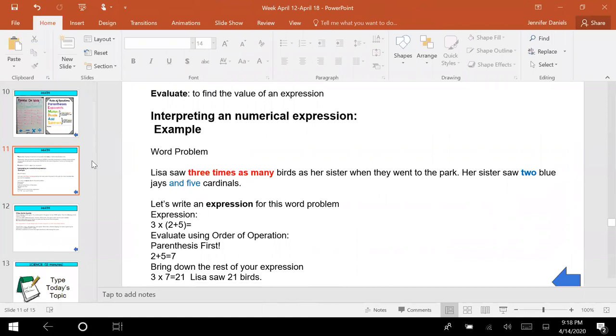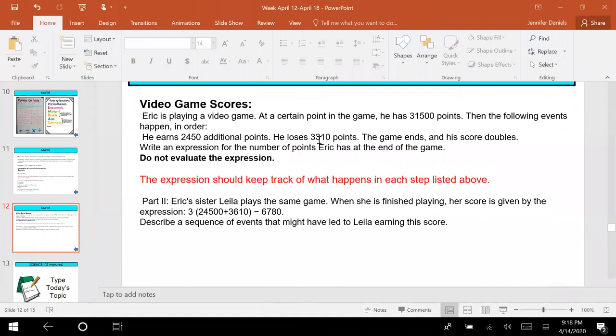Okay. And I would like for you to share with me your expressions in the comments, or you can also send me those expressions through Remind. I'll take them either way, just to see how you were able to do with that.